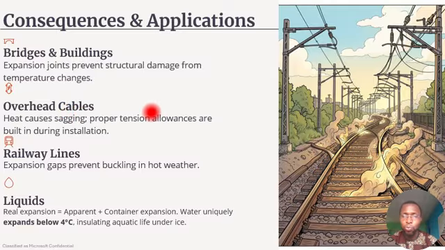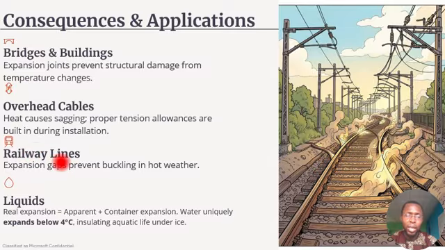Overhead cables too. Overhead cables with time expand, and that is why you see them sagging. You see these cables that are here now, with time they begin to have a curve shape because they have expanded. This is also a consequence of expansion. The heat causes the sagging of the wire. Instead of being straight, you see the wire being curved.